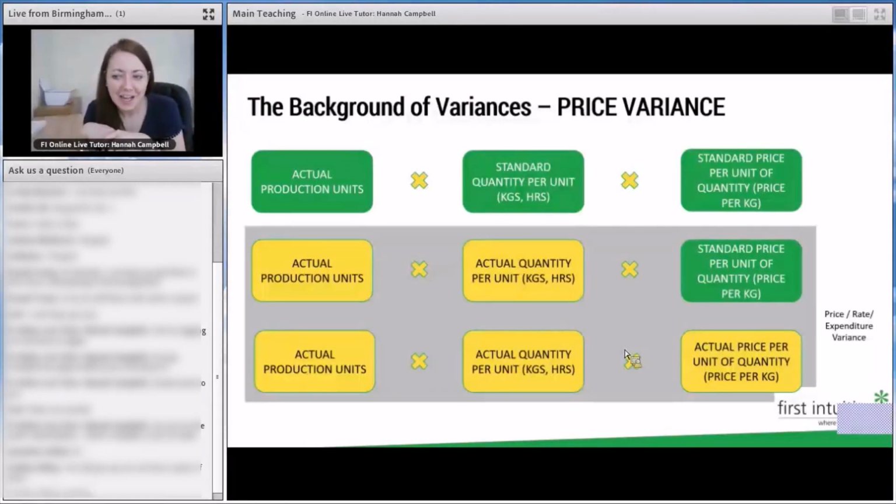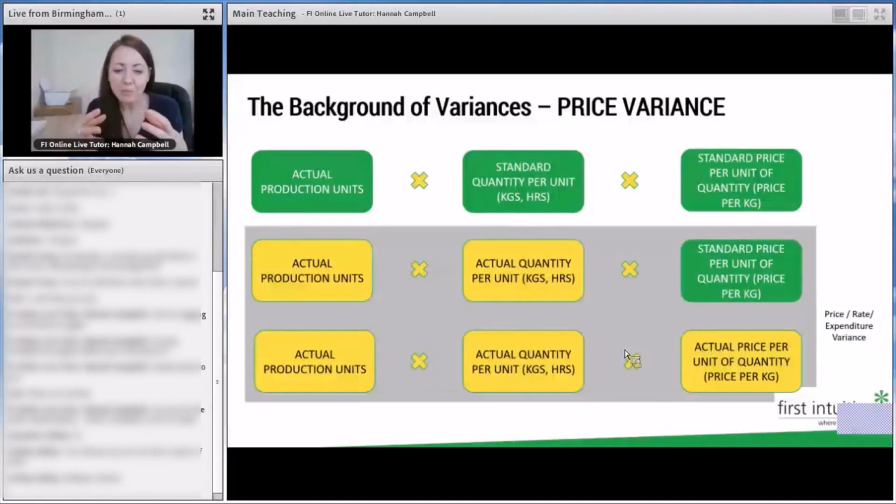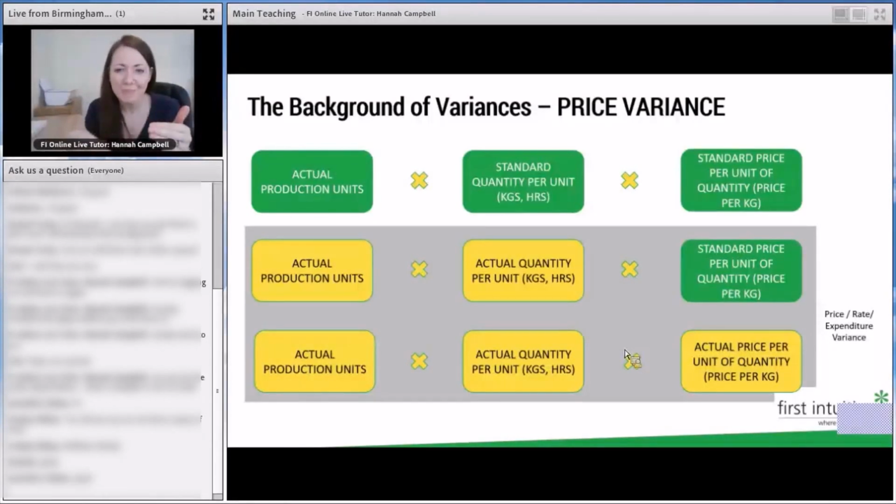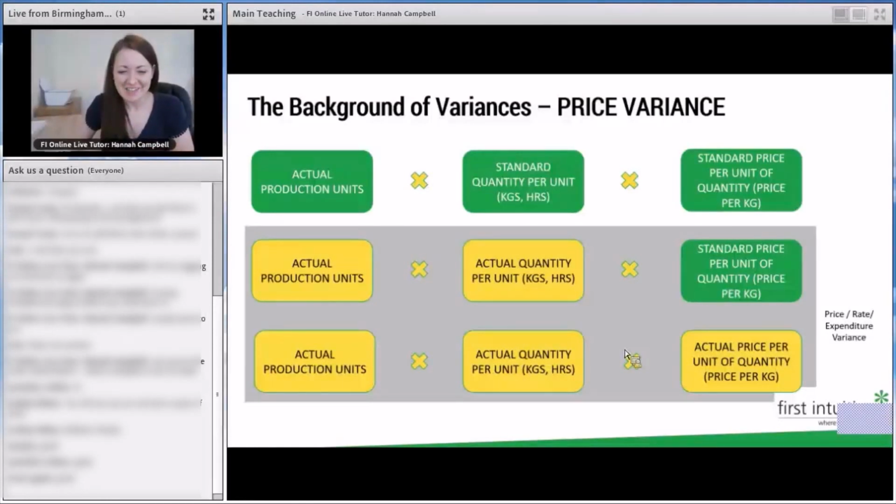So if you understand how a variance works, what we are trying to do, I'm hoping that will then help you if you're in the exam and you're really stuck and your mind goes blank. Go back to basics. What is a variance? What are we trying to do? What are we comparing? How can I take this overall total variance and split it into quantity and split it into price? Okay.